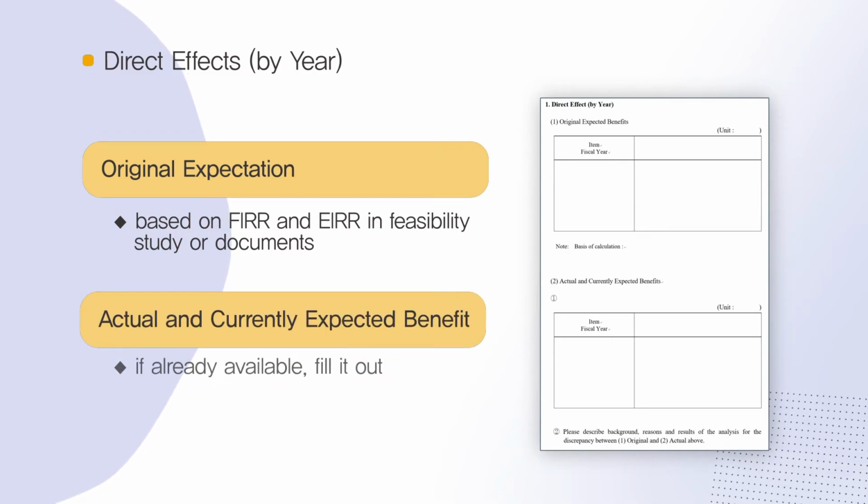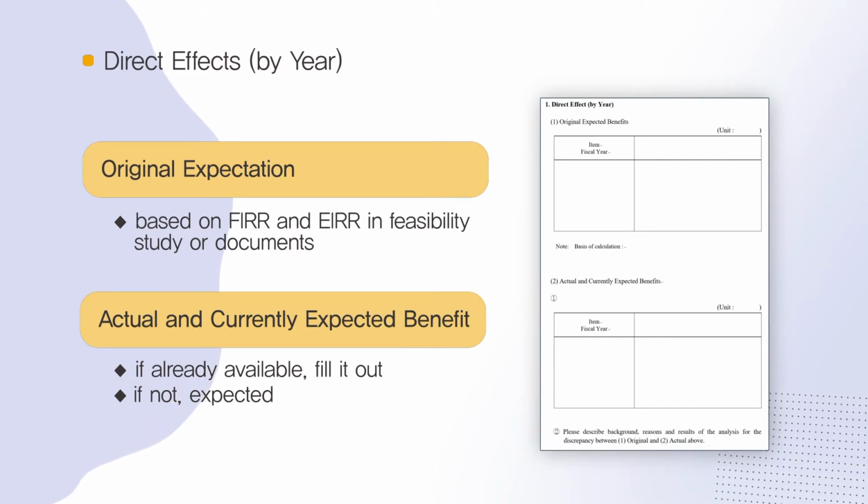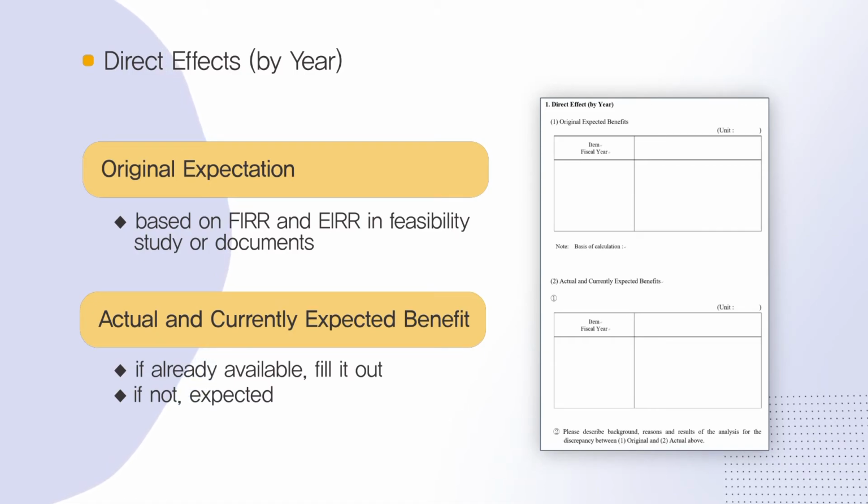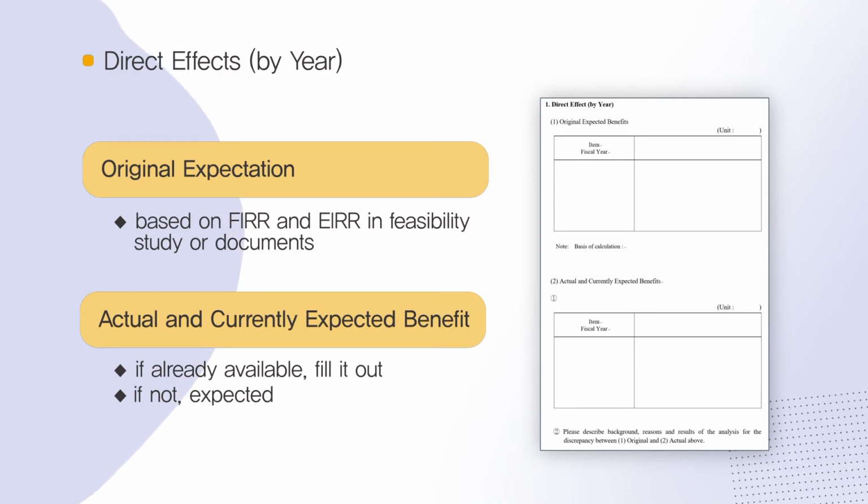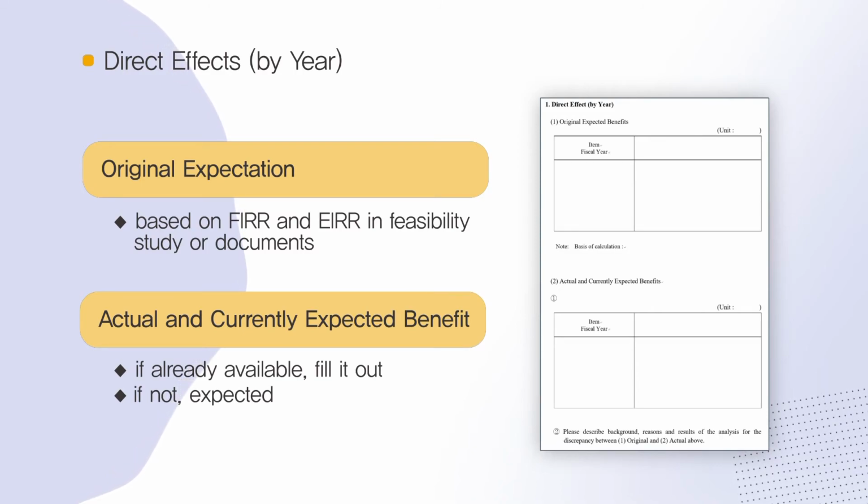For preparation of Table 2, Actual and Currently Expected Benefits, the actual value should be filled in if already available, and if not, the expected value for the future portion should be clearly indicated. Where a large discrepancy exists between Table 1, Original Expected Benefits, and Table 2, Actual and Currently Expected Benefits, the reasons and the results should be carefully analyzed.